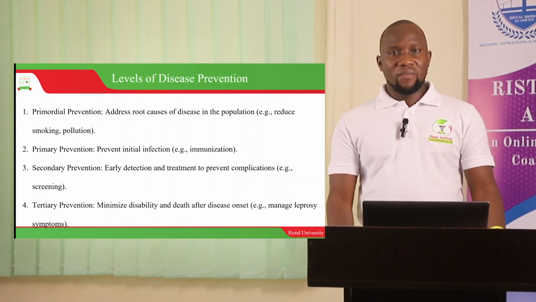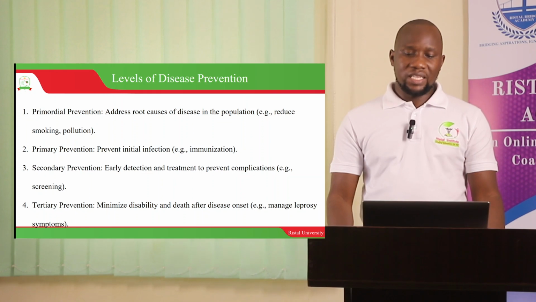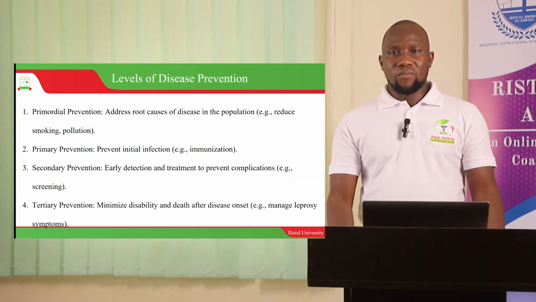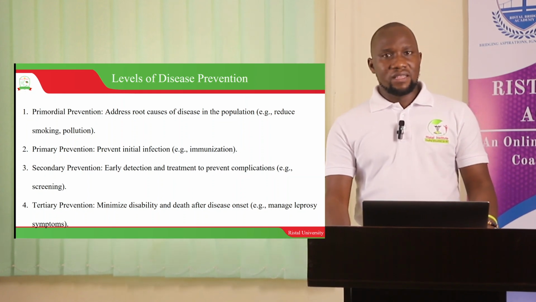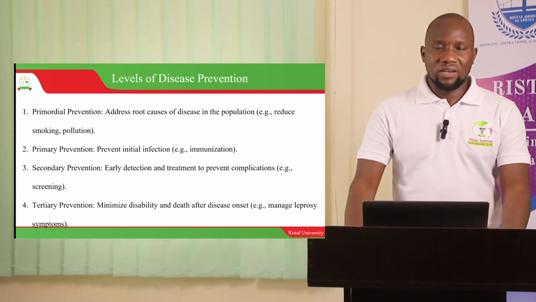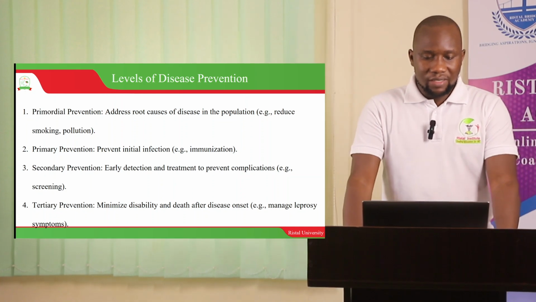And then we move to primary prevention: preventing the initial infection, proper nutrition, immunization, chemoprophylaxis, and breastfeeding. These are all primary prevention ways.